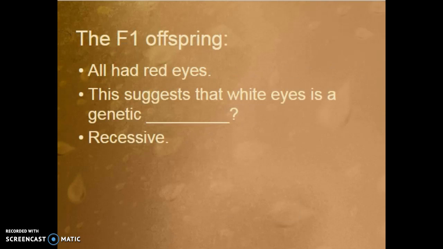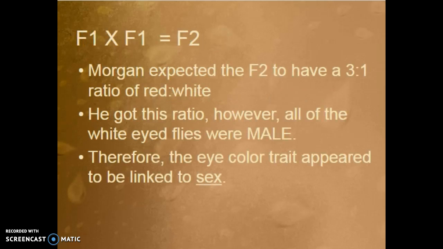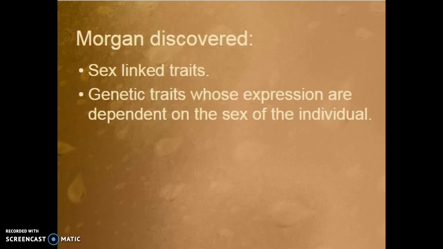So when we crossed the red-eyed female and the white-eyed male, all the offspring had red eyes. That suggests that it's a genetic recessive. He expected the F2 to have a 3-to-1 ratio, but look at that, with the white-eyed flies all being male. So now all of a sudden we've got eye color being linked to sex or gender. That's where these sex-linked traits come in.